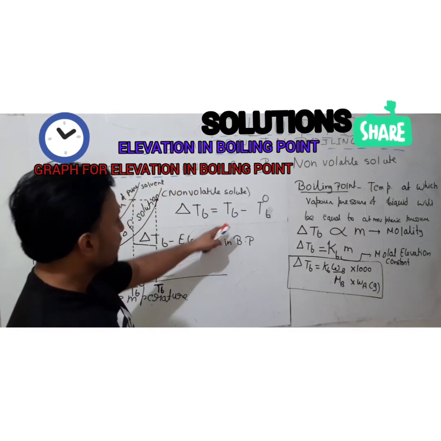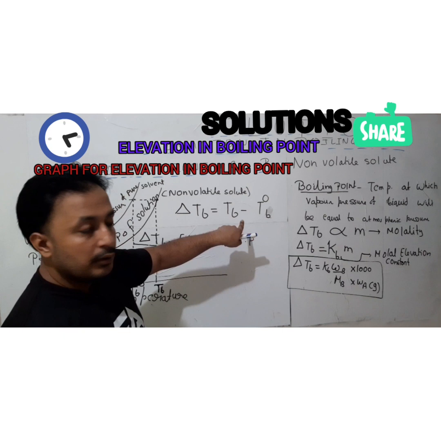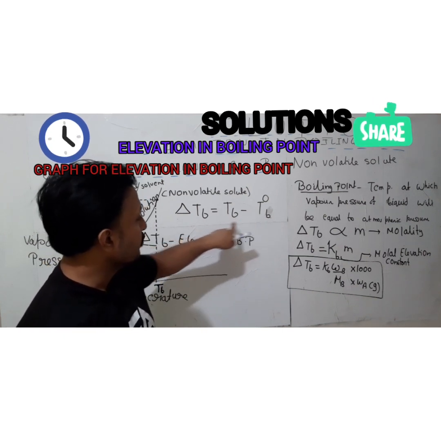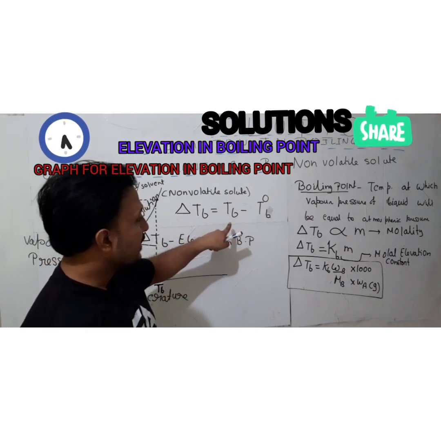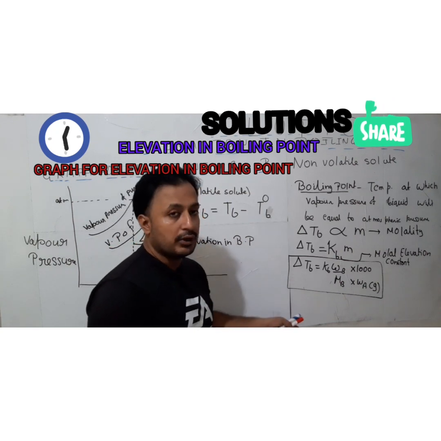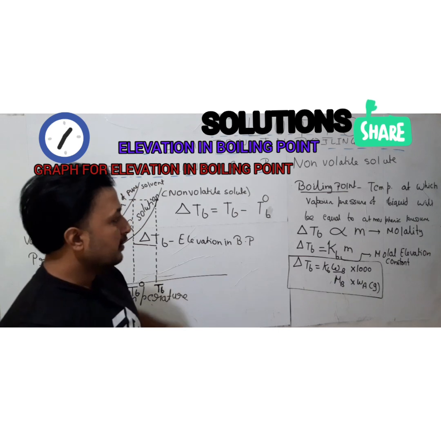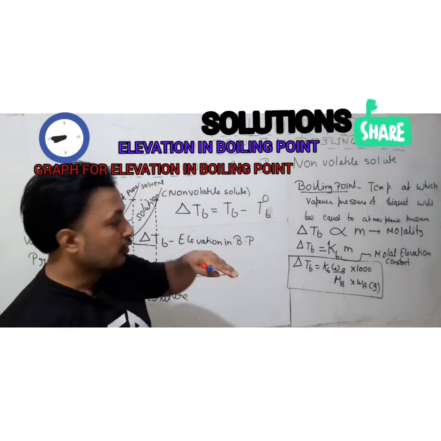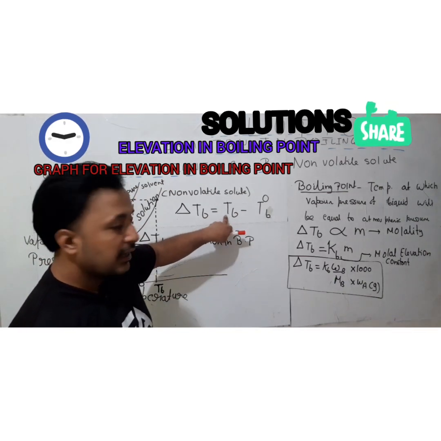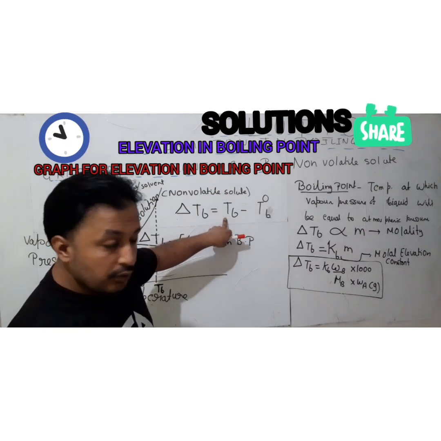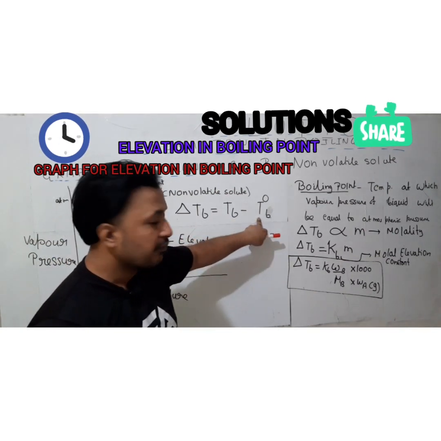If you are provided with the temperature or boiling point of any of the components, you can use this formula to calculate the elevation in boiling point. Suppose you have calculated the elevation in boiling point, and after that you have to find the vapor pressure of the pure solvent, and the boiling point of the solution is given to you, then you can put all those values here and find it.